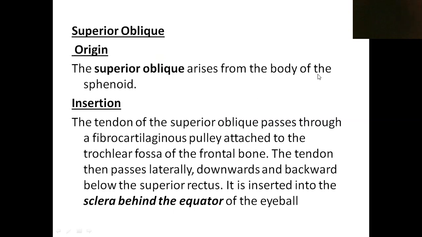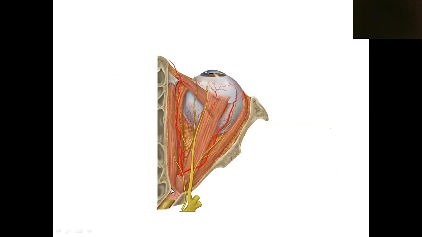So the origin is clear: it arises from the body of the sphenoid. For the insertion, the tendon of the superior oblique passes through the fibrocartilaginous pulley attached to the trochlear fossa. Then the tendon passes laterally, downward and backward, and is inserted to the sclera behind the equator. So superior oblique is clear. Origin from the body of the sphenoid. From there it runs forward, passes through the fibrous pulley, then runs laterally and backward, and is inserted to the sclera of the eyeball.